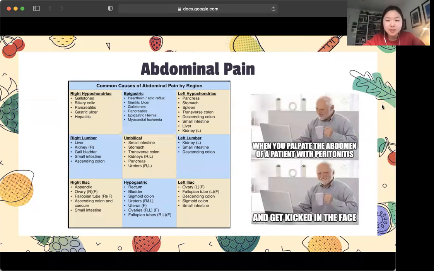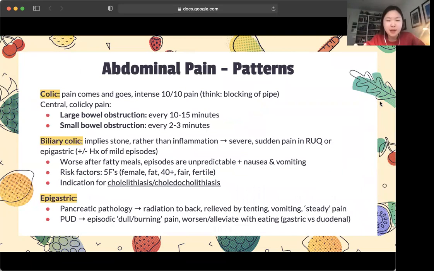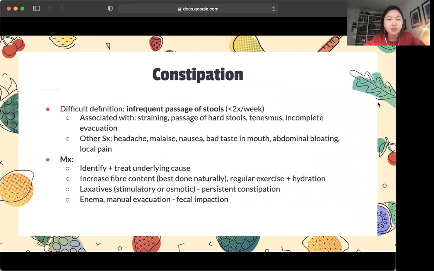Okay, cool. We're going to skip some of this abdominal pain patterns material. All of it is on the slides, and it is quite important to know. Now, just some other signs.